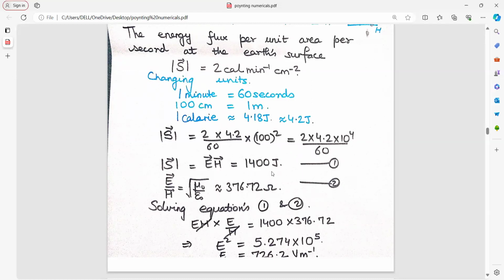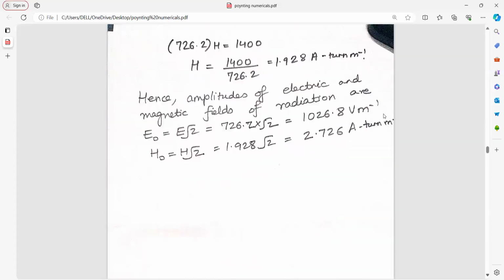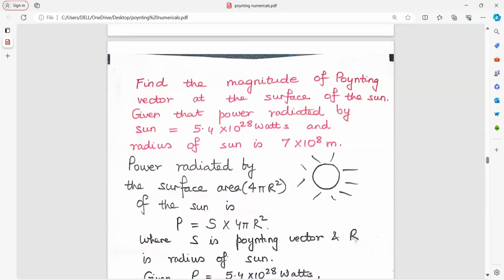Then EH is this much and E upon H is a standard 377. Either cross multiply or divide and you get your individual values here. And if they are asking you to get the amplitude, E naught is equal to E into root 2. That is the amplitude. That means it is the peak. When a wave travels, it has an amplitude.